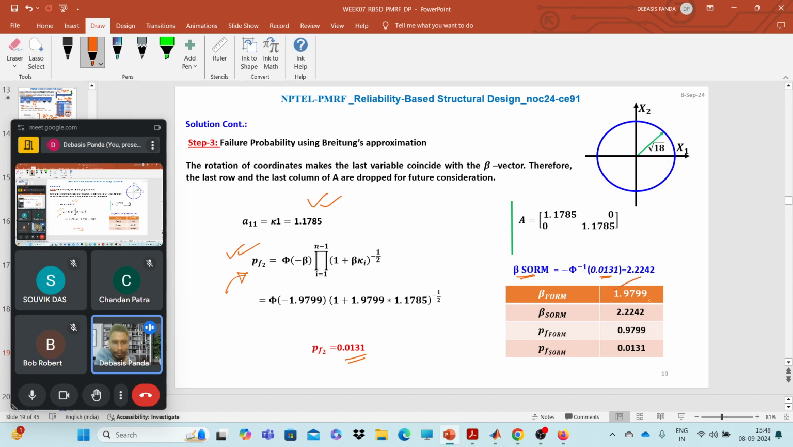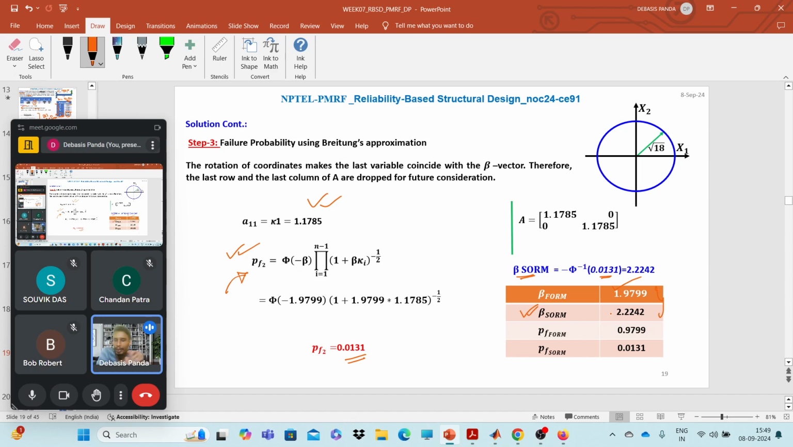FORM gives the beta value as 1.9799, but SORM, that means the Breitung model we have solved, incorporates the curvature of the nonlinear function. Here the limit state function was nonlinear up to the second order, x square, y square. So we can see that it is giving better results. That means the beta value increases, meaning lower probability of failure, meaning more reliable.